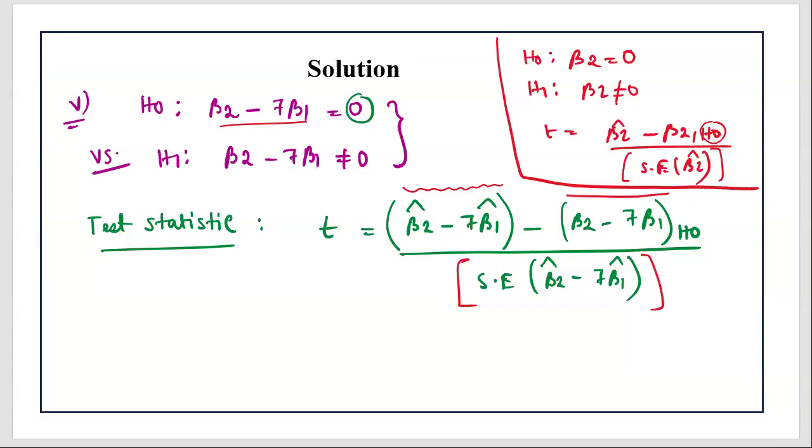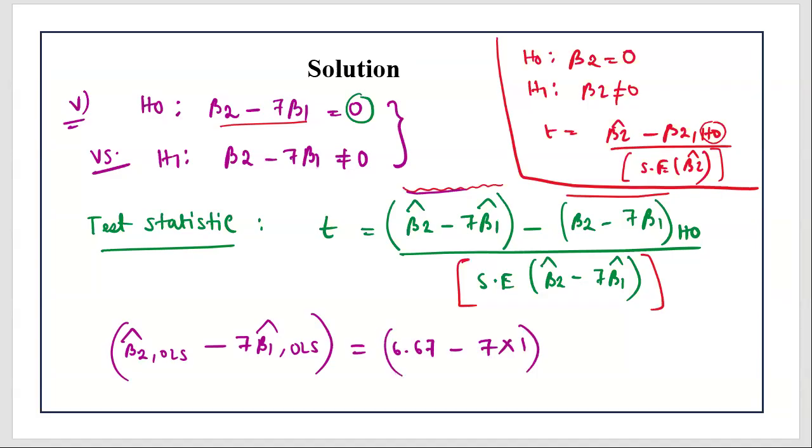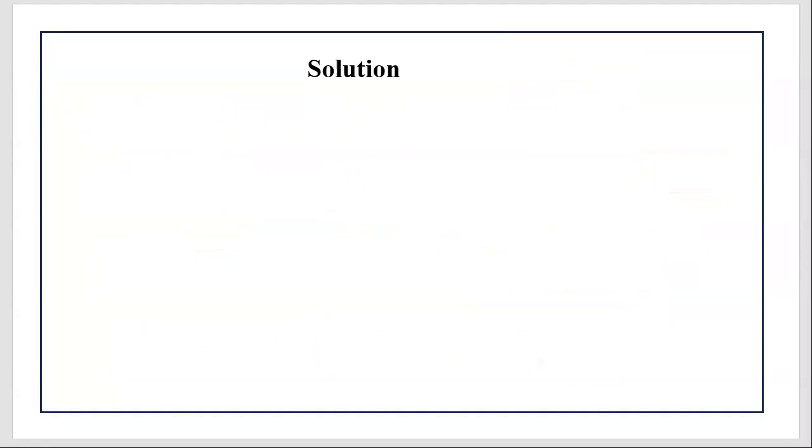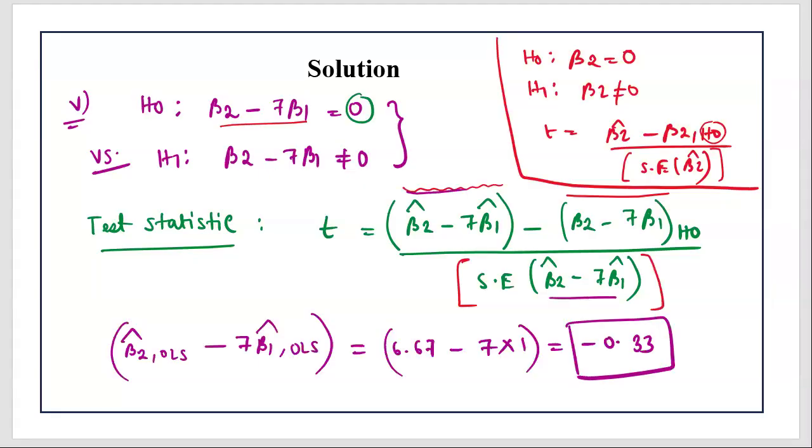So how do you find that out? Okay, let me first write what this value will be. Beta 2 cap OLS minus 7 into beta 1 cap OLS. Beta 2 cap was 6.67 and 7 into beta 1 cap OLS is only 1, so this will come out to be minus 0.3. This will be the numerator. Now, in the denominator, you have to find the standard error of beta 2 cap minus 7 beta 1 cap.